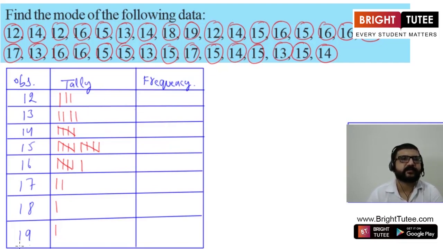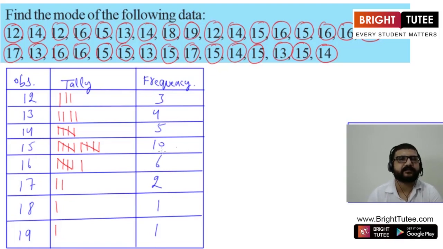The frequency for the observation 12 is 3, as we can see from here. For 13 it will be 4, and for 14 it is 5, and for 15 it is 5 plus 5, 10. For 16, it will be 5 plus 1, 6. For 17, it will be 2. For 18, it is 1. And for 19 also, it is 1.